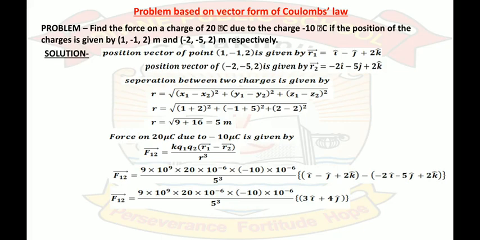We are going to have 9 into 10 to the power 9 into 20 into 10 to the power minus 6 into minus 10 into 10 to the power minus 6. If you solve the vector, then 2k and 2k will be cancelled out. So what we are going to have, 3i plus 4j.